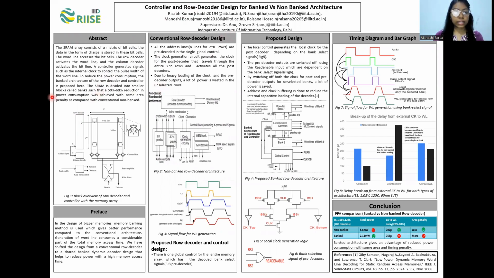We know that the SRAM array consists of a matrix of bit cells that store information in the form of charge. The given diagram is a block representation of the row decoder and controller with the SRAM array. The row decoder activates the word line and the column decoder activates the bit line. A controller can generate control signals such as internal clock, read enable, sense enable, etc.